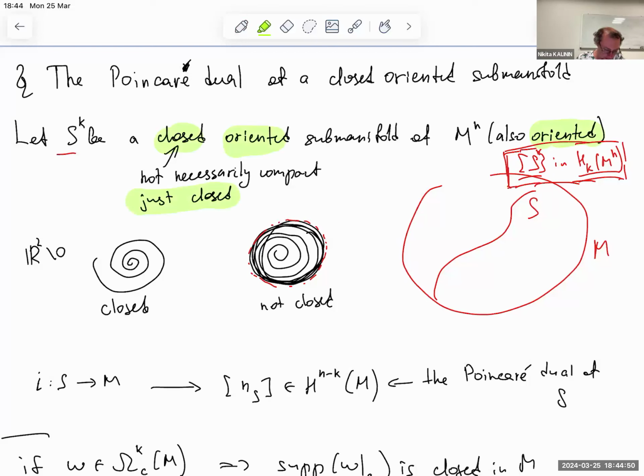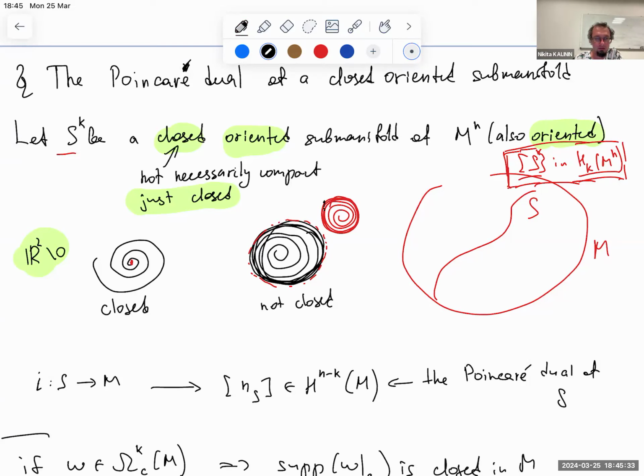Here is an example: if you have R^2 without 0, and you take a spiral approaching 0, then it is a closed oriented submanifold, right? Because it's a closed subset, since we removed 0, so 0 is not here. But if you do the same, but your spiral approaches a circle without actually converging to it, then it's not closed in the topological sense. You take a sequence of points on your submanifold, and the limit should also be inside your submanifold, but it's not there.